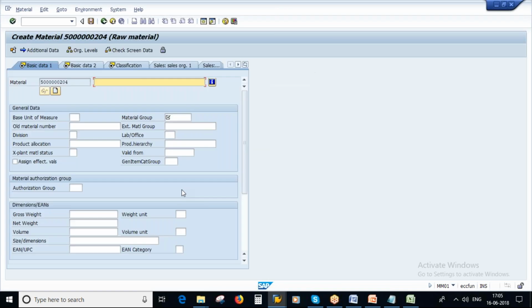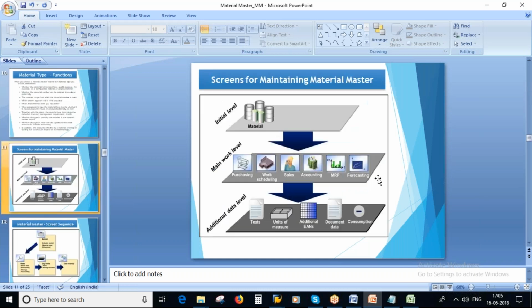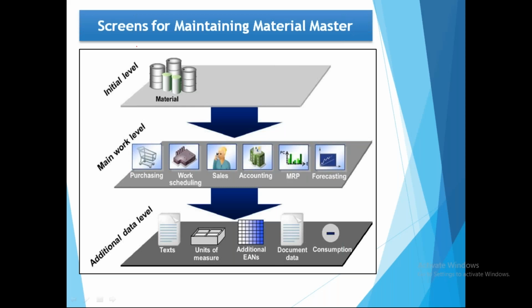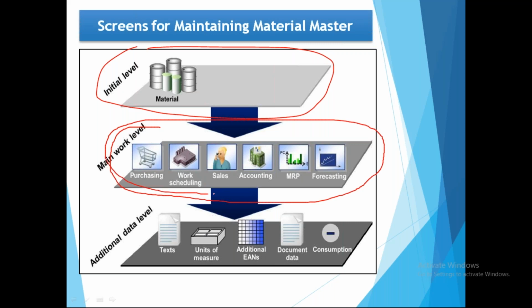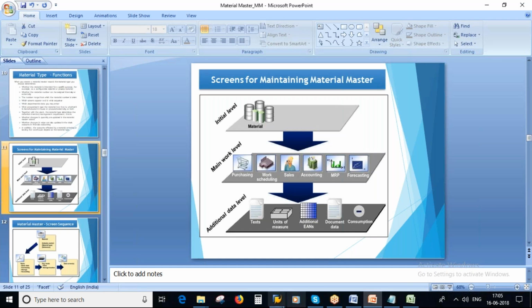Now you will go to the material actual views. Now we are here, at the main working level. On the initial screen, we entered the material and all that. After this, we went into the main working level. The main working level has your actual views: purchasing, work scheduling, sales, accounting, MRP, forecasting, those views. So now let's go here. We will maintain the data.